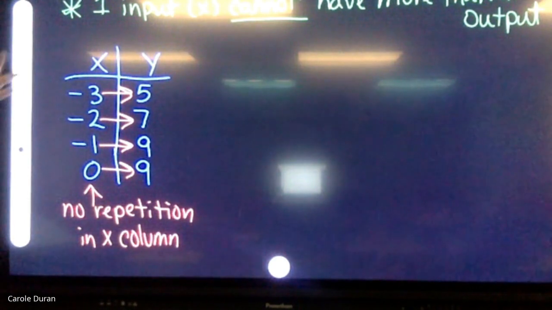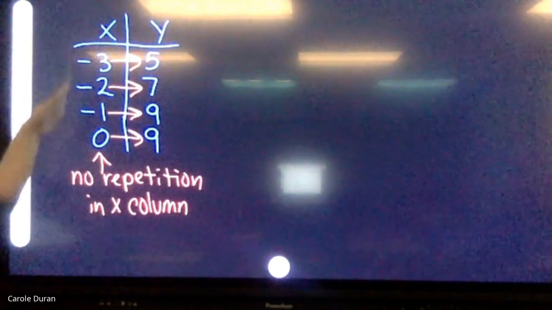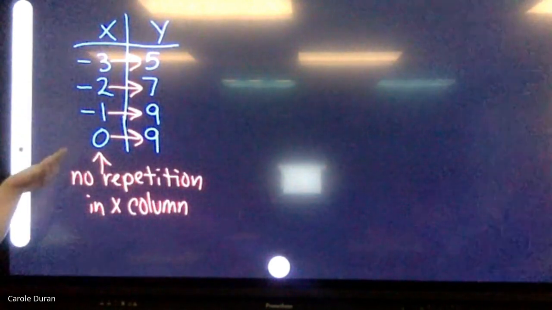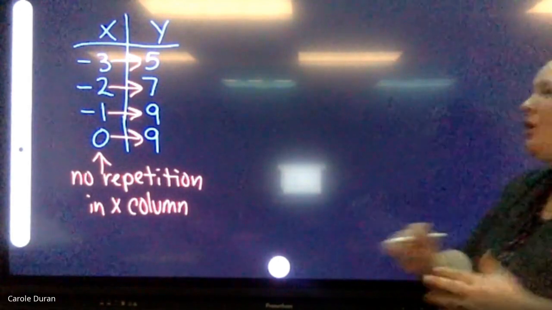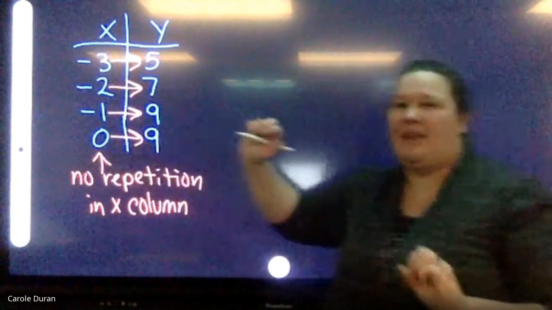No pattern here, at least not for this part. So what we look for is that there's no x value that is repeated in my table. If there is, I have an issue if they go to 2 different y values. So let's go ahead and look at another relation. Right, it couldn't have 2 -3s, it couldn't have 2 -2s. So no number can be repeated in that x column.